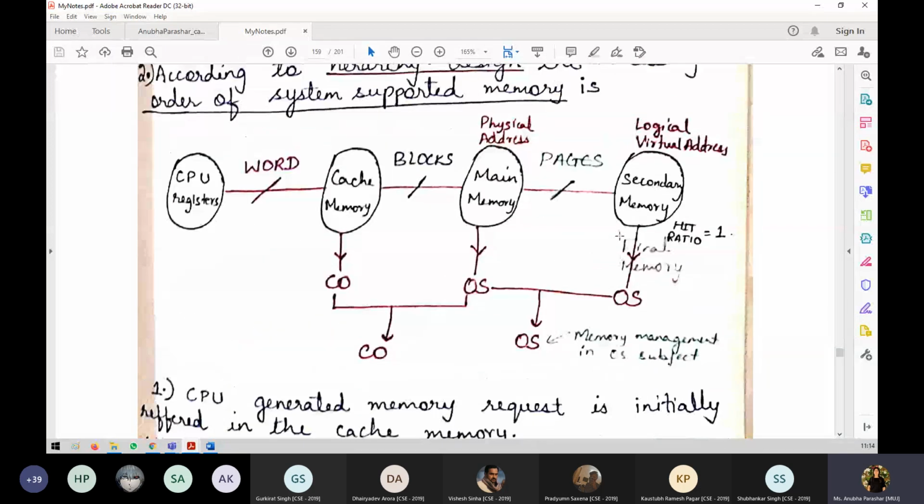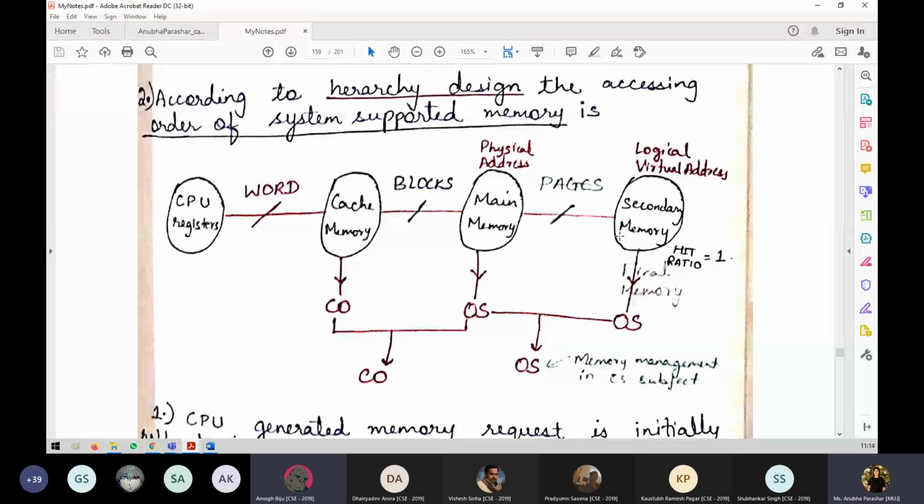Ma'am, quick question. Main memory issues pages, right? No. Secondary memory issues pages, and main memory issues blocks. Okay, yes. So what happens is, suppose the data is not there here, so it has a register.